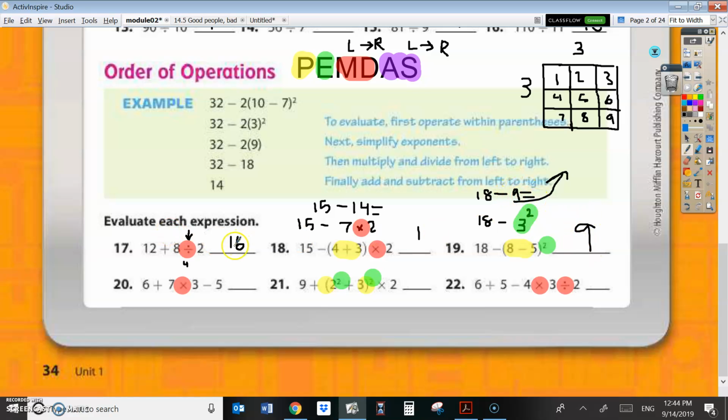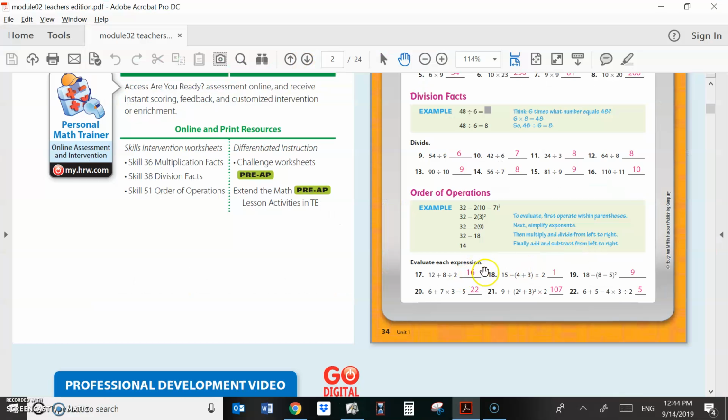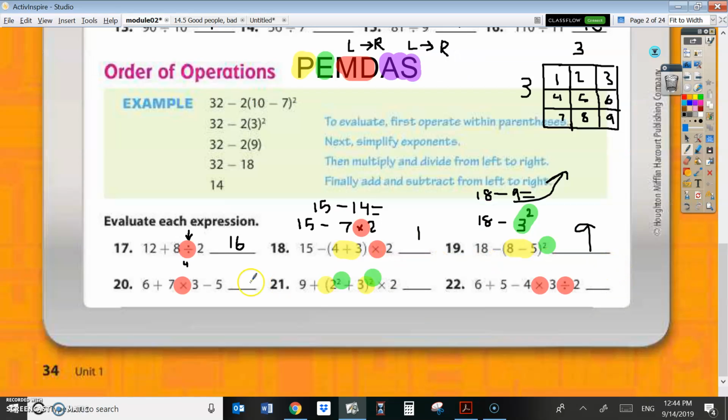Check that. We should have 16, 1, and 9. Very nice. Multiply first. That should be 21. 6 plus 21 minus 5. And go left to right. 6 plus 21 is 27. 27 minus 5 is 22.